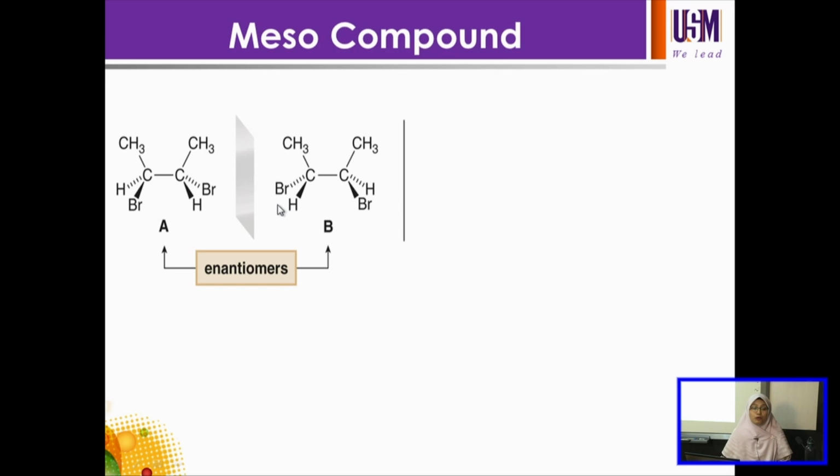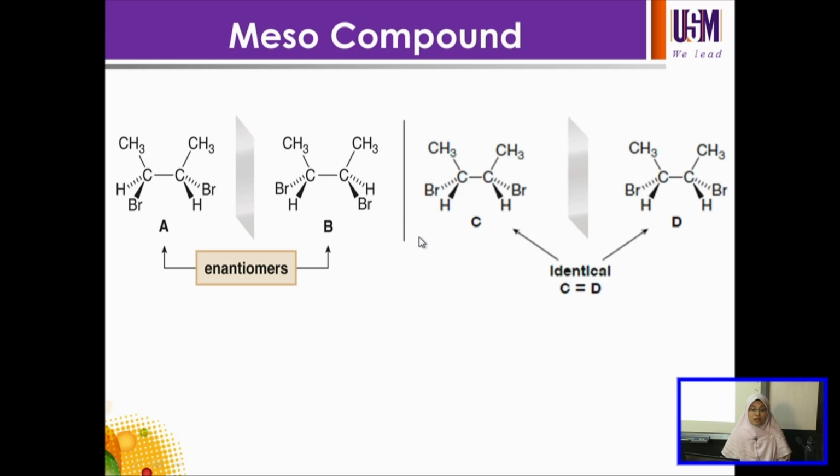So there are two more possible stereoisomers. So we could have C and D. But when we draw C and D, we can see that C and D are identical to each other. So there are only 3 possible stereoisomers because C and D are identical. And when you look closer at compound C here, you can see that when you place a plane of symmetry at the middle of this compound, they have identical halves. So they are actually a mesocompound.